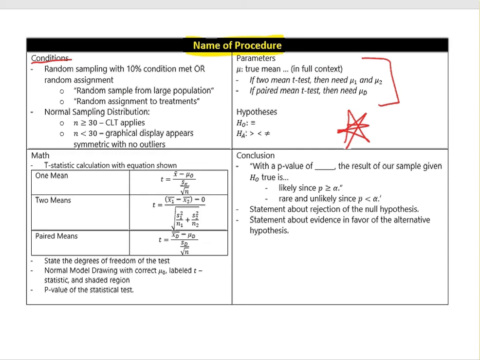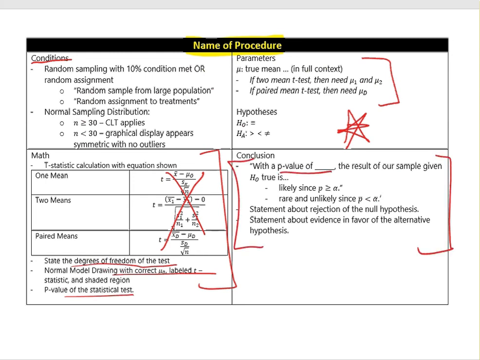Then we do some math. We're going to go over today how to not put these formulas because you run the risk of getting them wrong. We want to state the degrees of freedom. We want to draw, and then we want a p-value of this test statistic, and then we want to go ahead and conclude using our p-value.